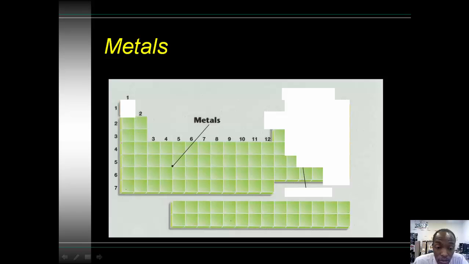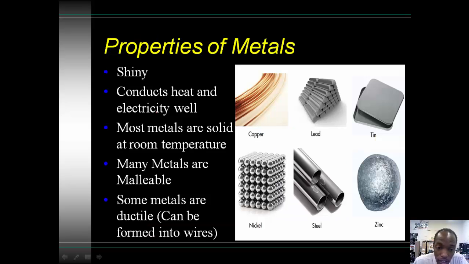Alright, metals comprise most of our periodic table. And metals have certain properties that make them valuable. For example, they are shiny. We know that most metals are shiny, and we also know that they conduct heat and electricity well. So if we have a pot on the stove and we heat it up, what happens? If you touch the pot, it's hot, correct? The same thing if you use electricity. If you have a metal pipe and you touch electrical wire or something, guess what happens to you? You get electrocuted along with the pipe. So it conducts heat and electricity well.